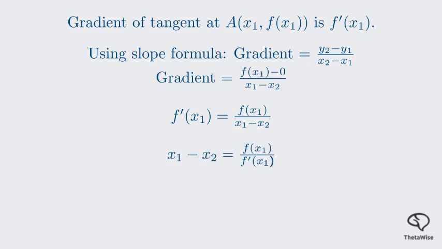First, multiply both sides by x1 minus x2. Then expand the bracket on the left. Next, rearrange the terms to isolate x2, and finally factor out the negative sign. This gives us our result. This formula gives us the next, more accurate approximation, x2, in terms of the current approximation, x1, and the function and its derivative evaluated at x1.